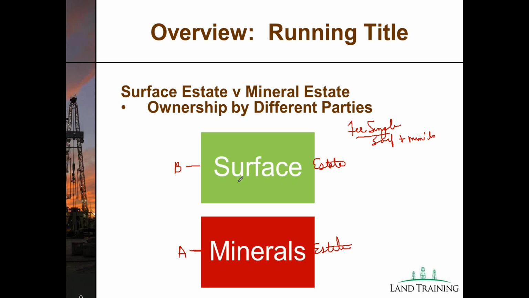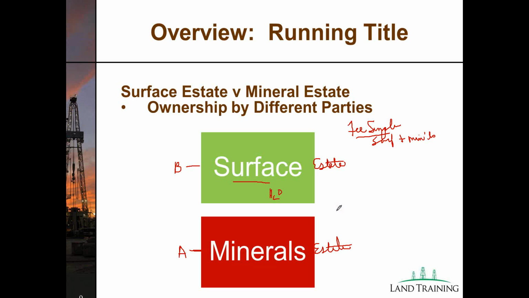So the surface estate is basically what you see. The surface can be farmed, it can be ranched, it can be subdivided, or it can be used for recreation. The minerals, though, are all the property below the surface, and it includes oil and gas, but it also includes things like sulfur, uranium, coal, copper, etc. Now, the mineral estate does not, however, include water rights. The water rights belong to the surface owner. So that's an important thing to keep in mind when we're drilling for oil and gas.